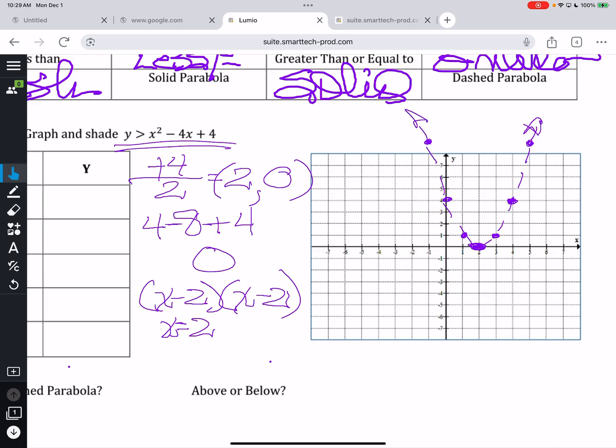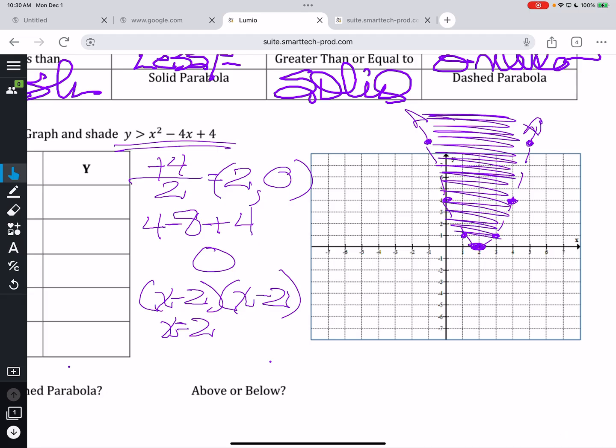For the inequality, we now have to figure out whether we're going to shade below it, which means everything on the outside, or above it, which is everything on the inside. So this is greater than, so where are we going to shade? Above or below? Above, which means inside.